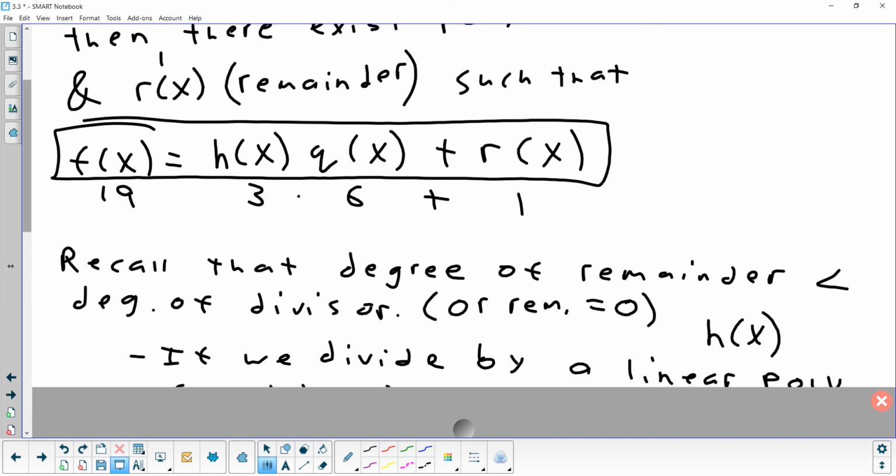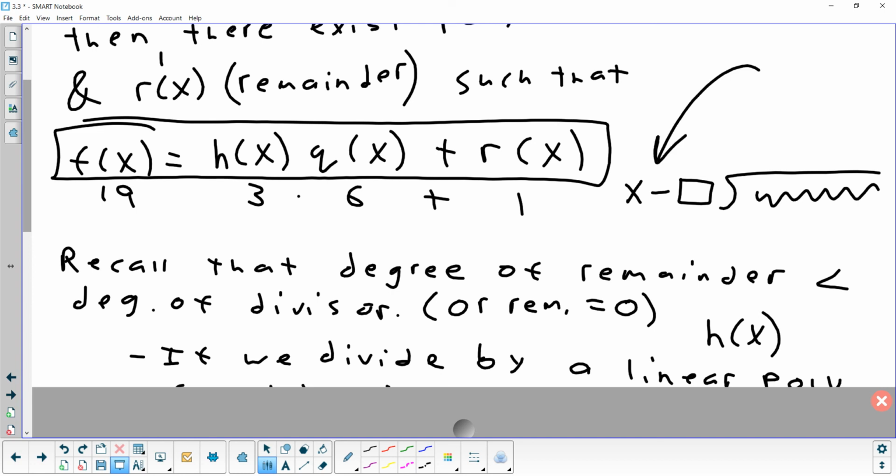So let's say we had a problem of the form x minus, and fill a number in that box. And you're going to divide that into something. The degree of the remainder is always less than the degree of the divisor. What's the degree of this divisor? Ava? 1. And if the degree of the remainder is less than that, that means the degree of the remainder is 0. Well, what do we call something that's degree 0?